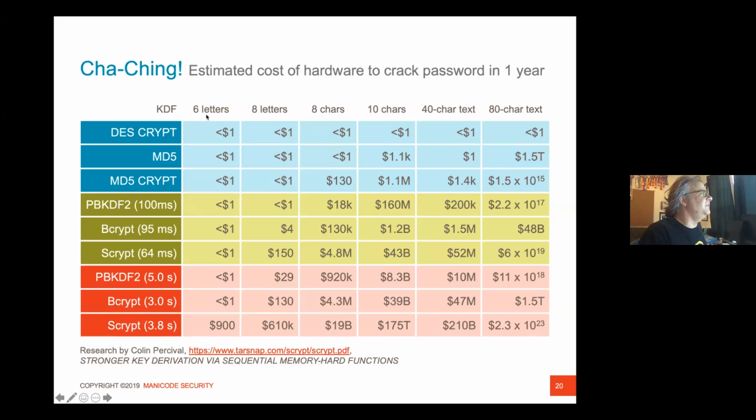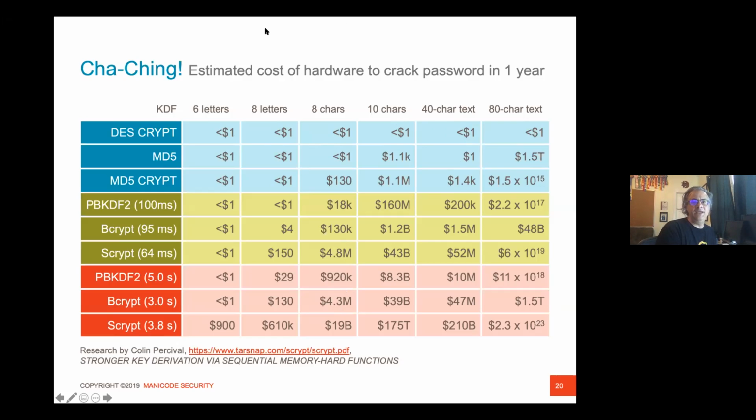And look at this list. This means 6 lowercase characters. This means 8 lowercase letters only. This is 8 characters selected from the 95 printable 7-bit ASCII characters. That's this password policy. 10 characters, again from the 95 printable 7-bit ASCII character range. This is a 40 character string of English, and this is 80 characters of text, like some kind of random phrase. The point is that even at large 40 character text passwords, using a simple algorithm is really crackable within a reasonable amount of time.